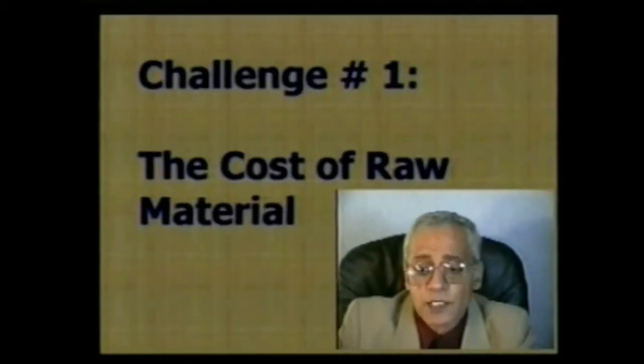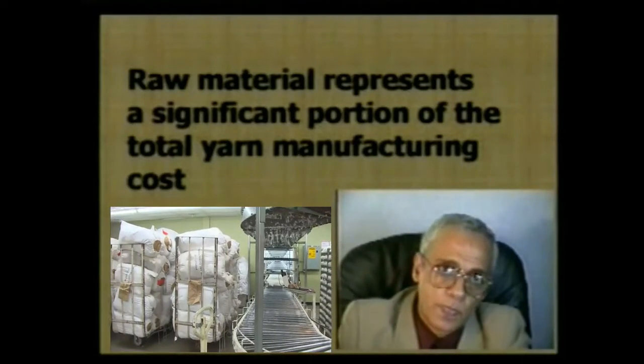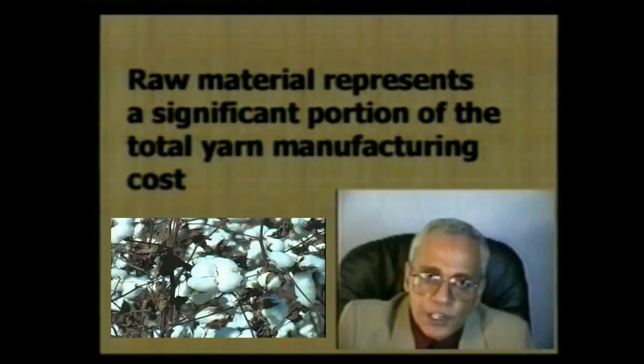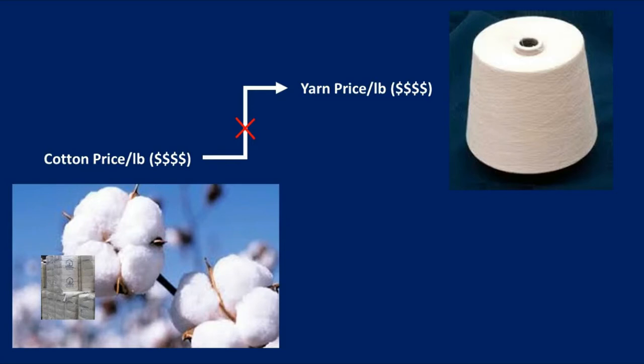The number one challenge is the cost of raw material. Every spinner in the world understands that raw material represents a significant portion of the total yarn manufacturing cost. Every spinner knows that. But what we all need to understand is that the value of raw material is not fully reflected in the value of yarn.